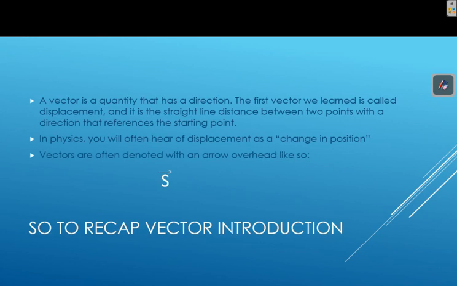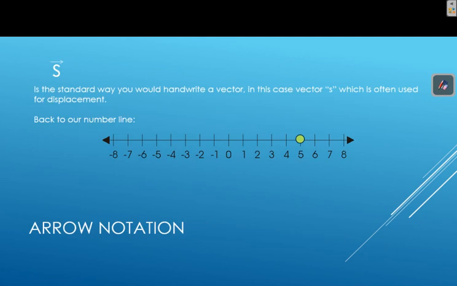Vectors are often denoted with an arrow overhead like so. This isn't actually a recap, this is new, but it seemed like a good place to put it. Now, S with an arrow overhead means that that is a vector. S with an arrow overhead is the standard way you would handwrite a vector. In this case, we're talking about vector S, and S is often used as the variable for displacement.